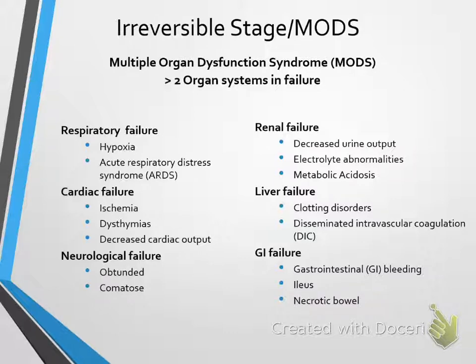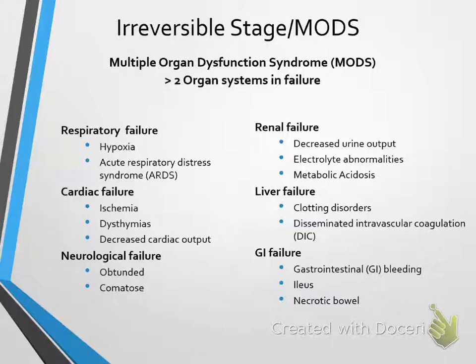You have a patient that went into respiratory failure and is on a ventilator. Bam, the system counts as failure. Maybe they went into respiratory failure because they had a heart attack. Bam, you're in MODS. More than two systems in failure calls you MODS. Multiple organ dysfunction syndrome. When this is combined with a low blood pressure, you're considered in an irreversible stage of shock.